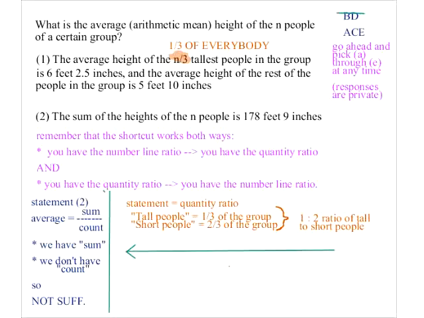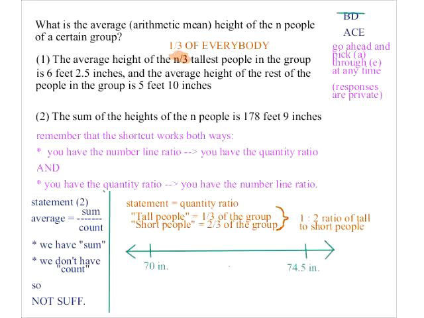Here's a number line. In this case, here are the pure statistics. We have a 6 foot 2.5, so this is 78.5 inches. Sorry, this is 74.5 inches. And then 5'10" is 70 inches. And then your weighted average. Now see, here's the deal.